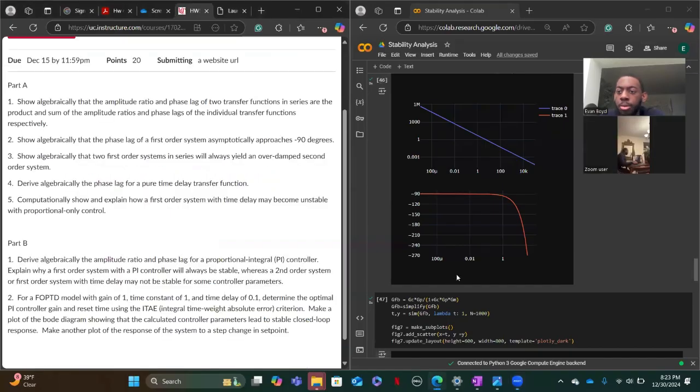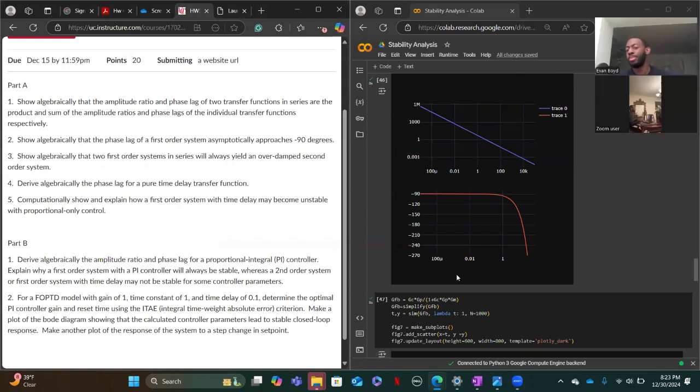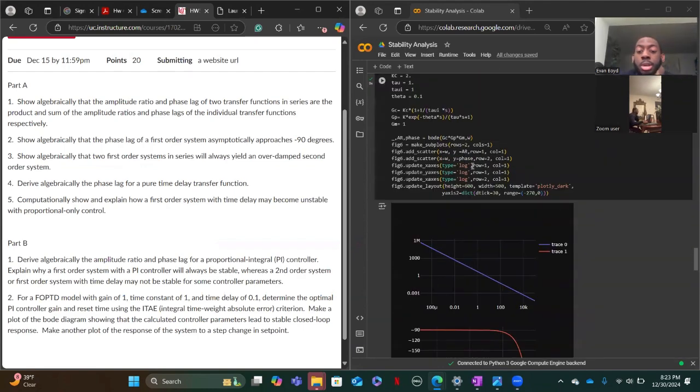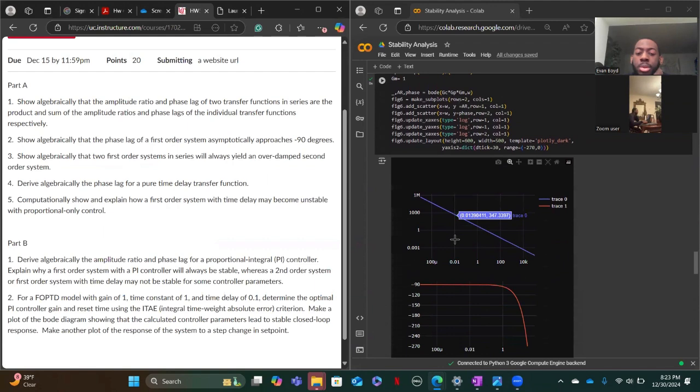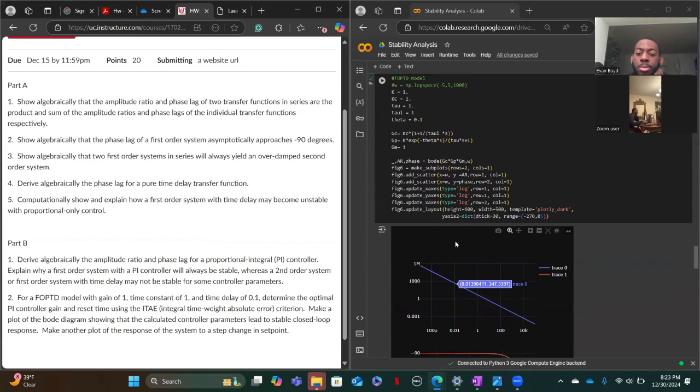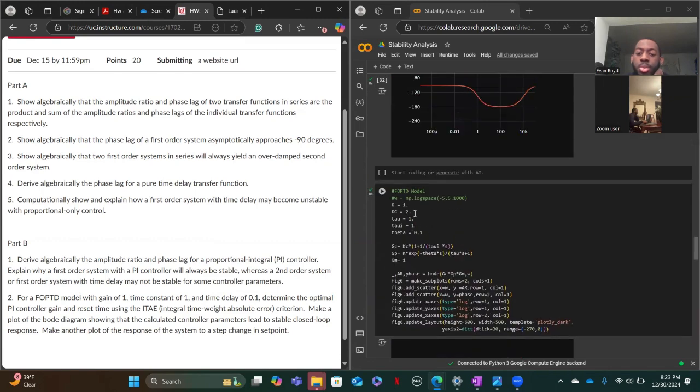I'm back, after my long-awaited break for the Zoom. Where were we? Okay, so we just plotted the FOPTD model, just using the closed loop system, not incorporating the ITAE equations yet. And then we found the optimal PI controller gain by adjusting our tau I to just being 1.